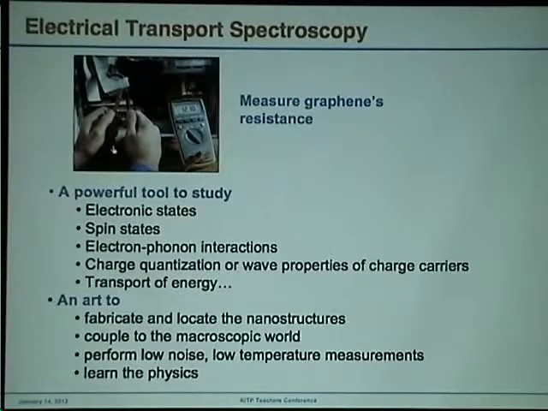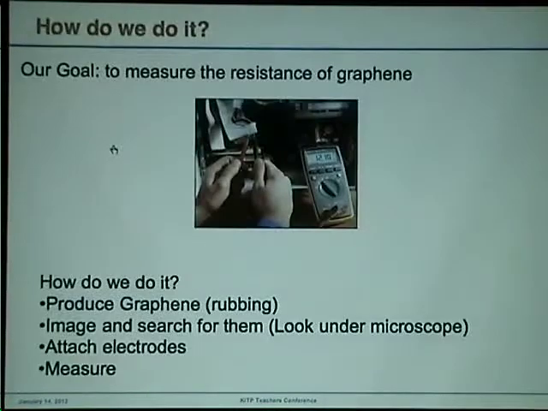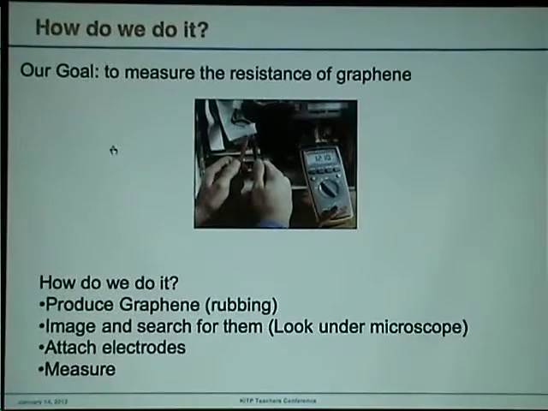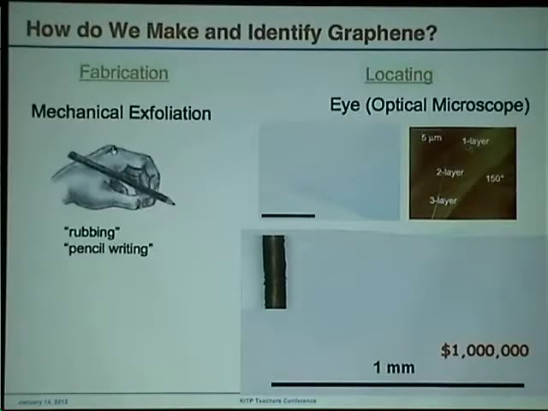Now I have to perform the measurements, and the hardest part is to figure out what the data tell you. Okay, so how do we do it? You cannot do this. If you do this in my lab, I have to kick you out immediately. So first we rub it. This is a $1 million piece. And then look at it under the optical microscope.